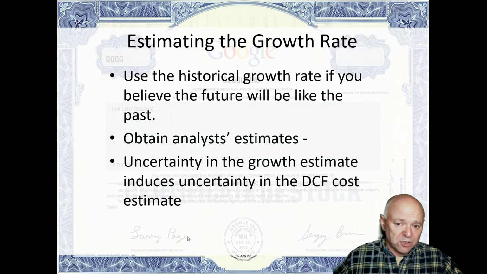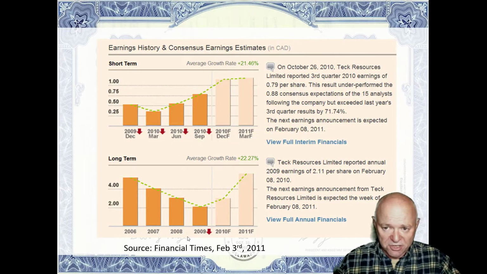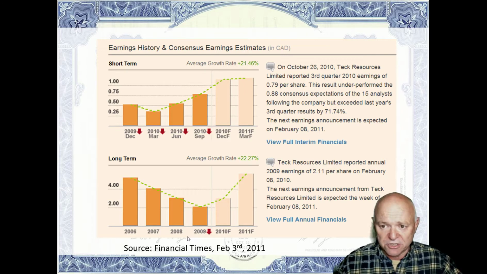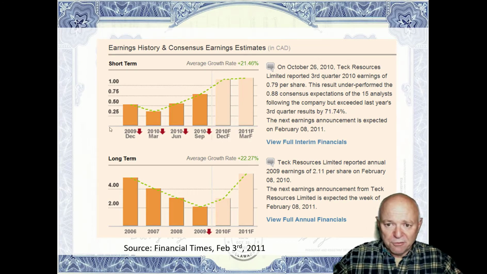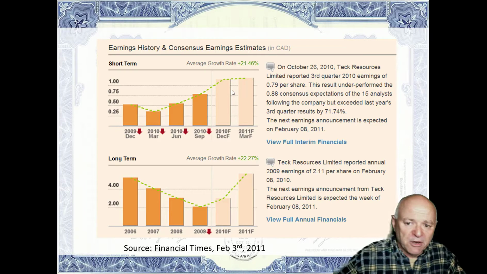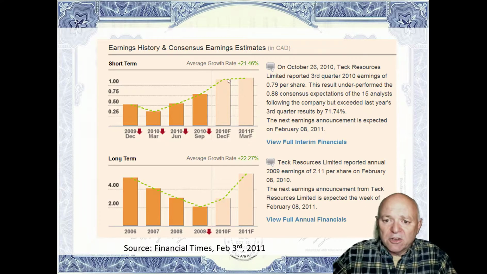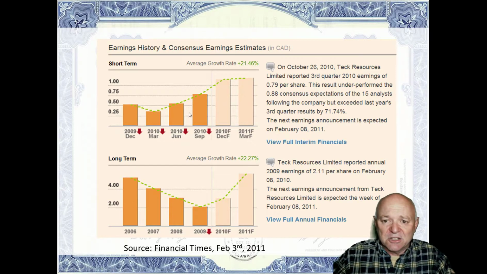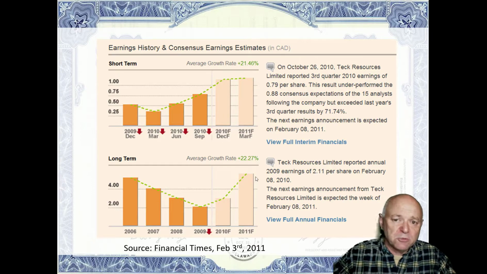The analysts that I mentioned earlier provide forecasts. For example, this is from the Financial Times, an estimate for Teck Resources. And we have a pattern of the earnings in the past. And so the earnings and the earnings per share from 2010 through 2010 and into the next few periods is historical and also predicted. And they say that this is the rate that we expect to see, a 21.46% growth in the short term, and in the longer term, a 22%.